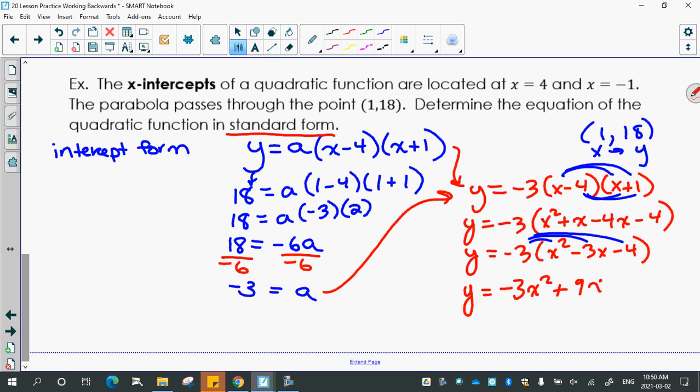Careful with the signs, negative times negative is a positive. And that would be your answer. Okay? So there's a lot of steps there. I wrote the intercept form that I had other than the A, subbed the point in so that I could calculate A, rewrote the intercept form, and then used algebra to put it into standard form. Okay?